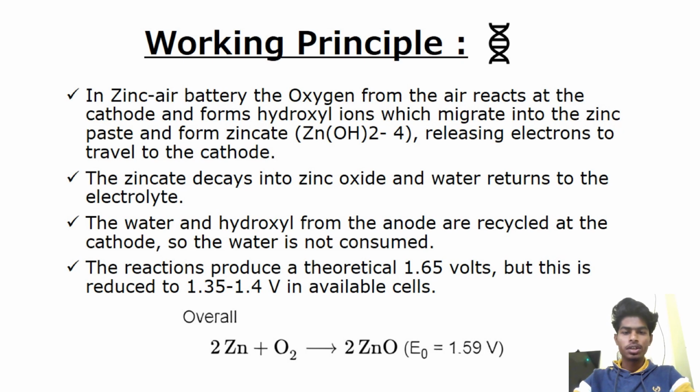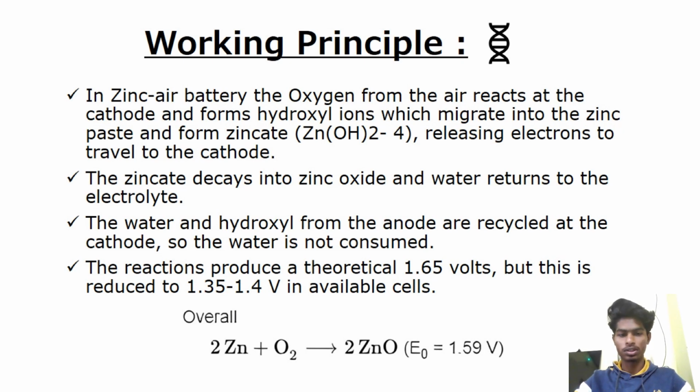The zincate decays into zinc oxide and water returns to the electrolyte. The water and hydroxyl from the anode are recycled at the cathode, so the water is not consumed. The reactions produce a theoretical 1.65 volts, but this is reduced to 1.35 to 1.4 volts in available cells.